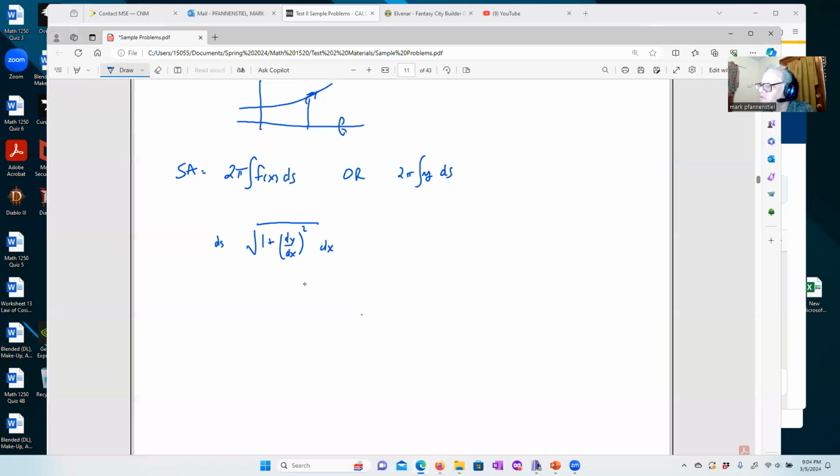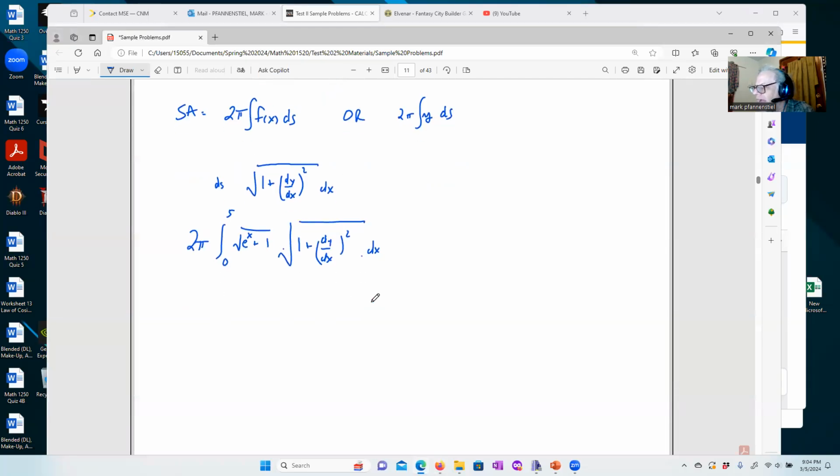Let's sort this out because this is going to be kind of a pain. So let's set up the integral here. We're going to have 2 pi integral 0 to 5 of y, or f of x, which was the square root of e to the x plus 1, times the square root of 1 plus dy by dx squared, dx.